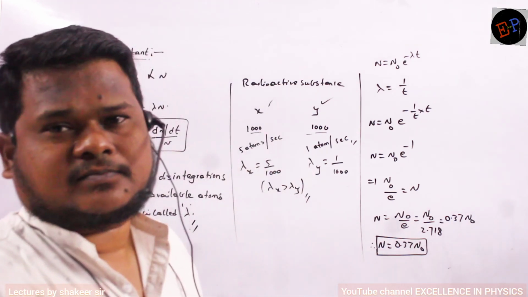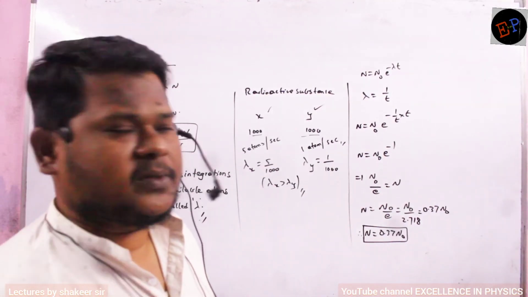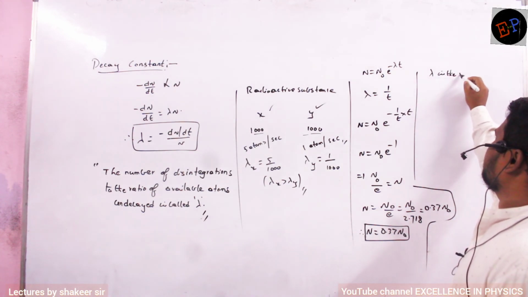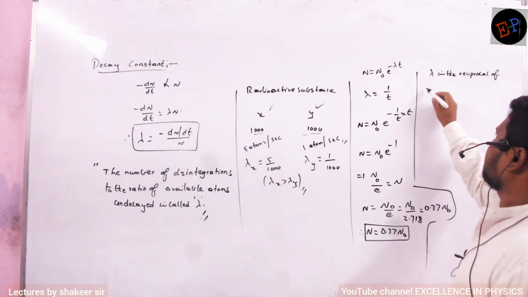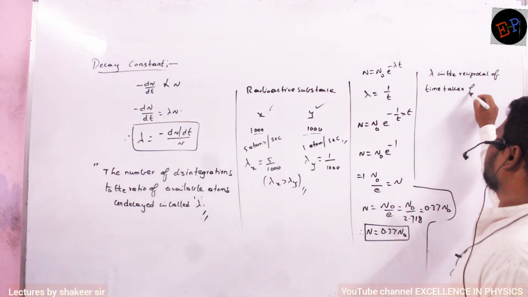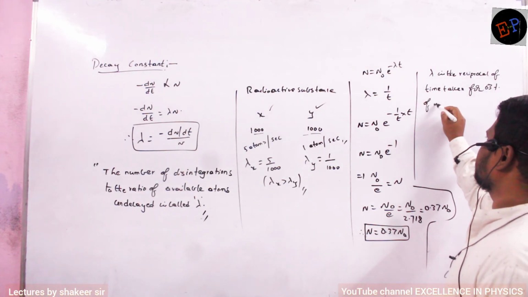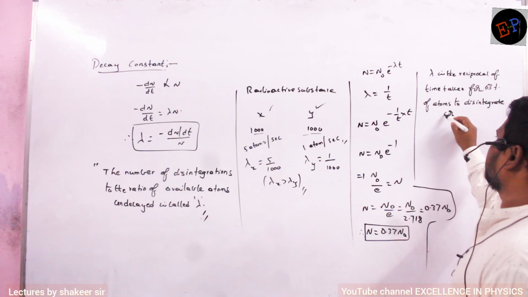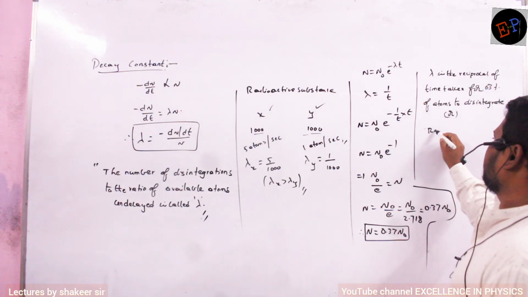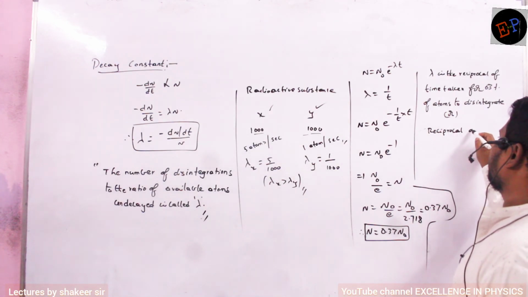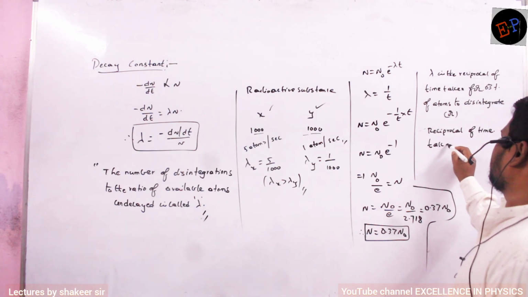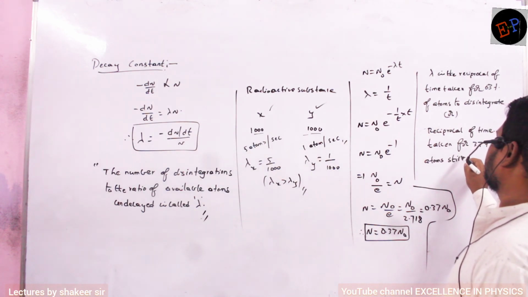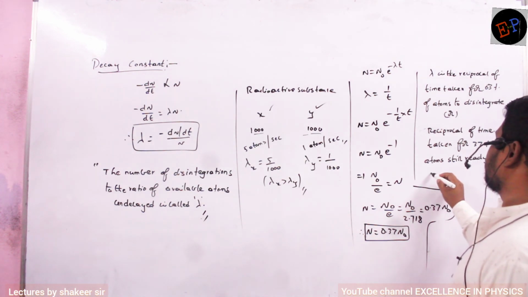So therefore what I write is: lambda is the reciprocal of time taken for 63% of atoms to disintegrate, or the reciprocal of time taken for 37% of atoms still ready for disintegration.